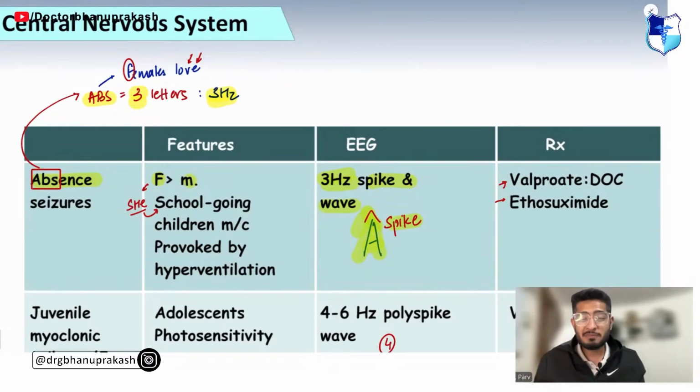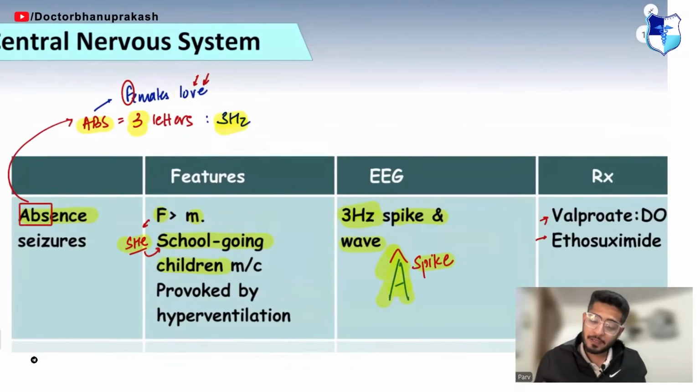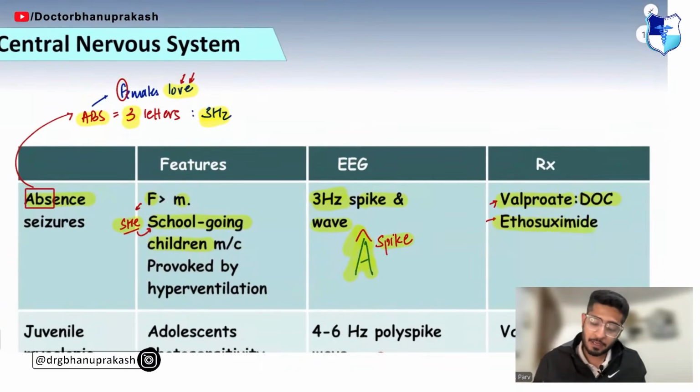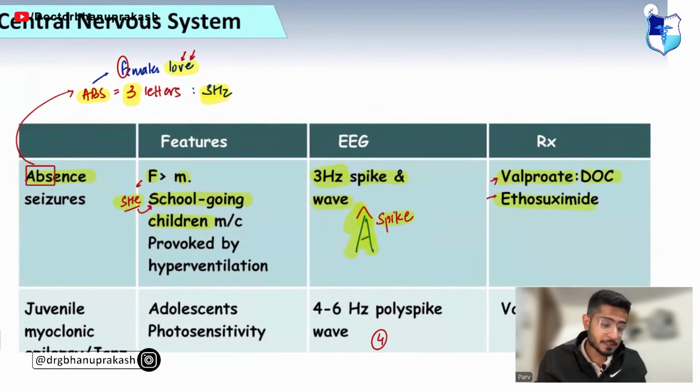And how do you write female? You write "she". S for school going children. Female loves absence. So love is V and E: V for valproate, that is the drug of choice, and E for ethosuximide. And this is something which is provoked with hyperventilation.